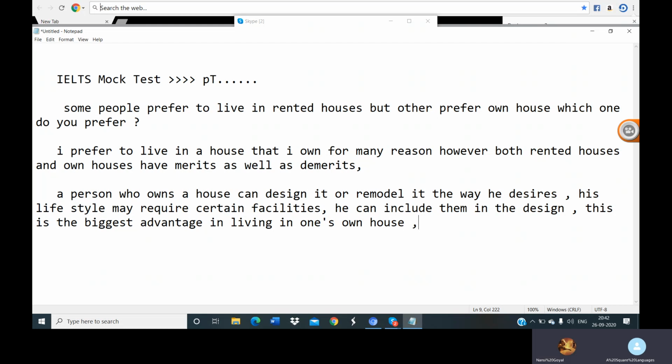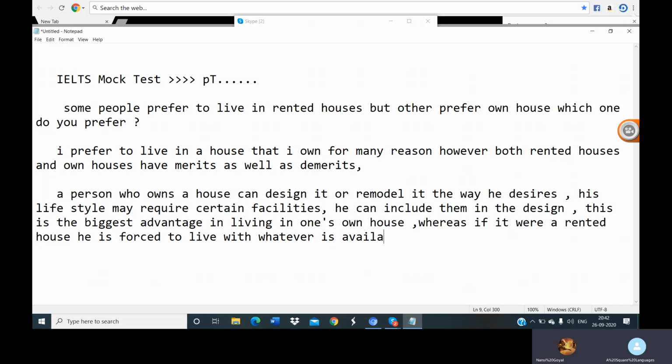Yes, sir. Okay, next you have to apply connectors, because the more connectors you apply, the better impression you make. So, whereas, if it were a rented accommodation, he is forced to live with whatever is available. Is it clear to you?